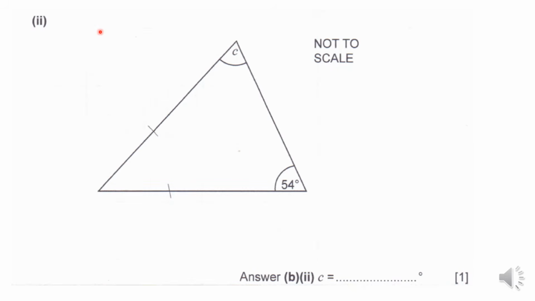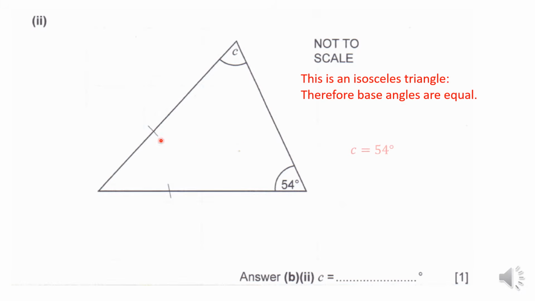Right here we have got an isosceles triangle. It's very easy for you to identify that C should equal B, 54 degrees, because of the base angles of an isosceles triangle. Base does not mean bottom. They are simply the angles that you find after you have your two identical sides. So C should equal this 54. Therefore C is 54 degrees.